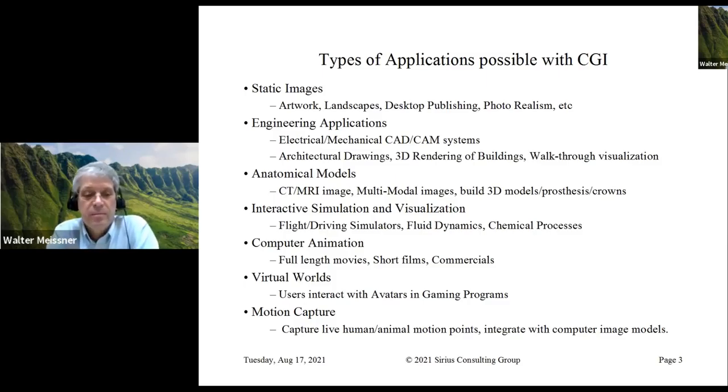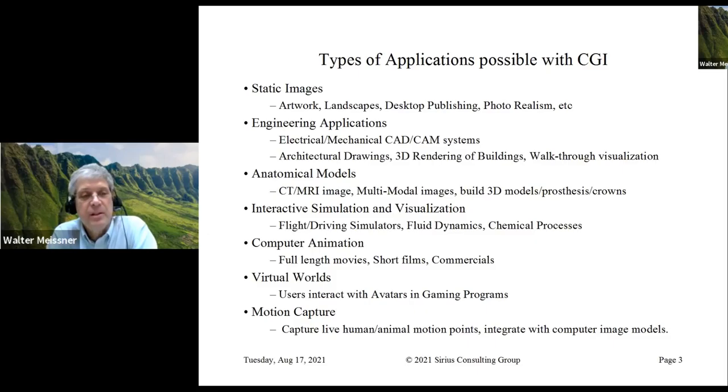The other thing is interactive visual simulation and visualization. So that could be used for flight and driving simulators, fluid dynamics, chemical processes, and as far as interactive simulation, usually the requirement is that it's done in real time. So if it's not done in real time, you can go to computer animation. So the full-length movies, short films, commercials.